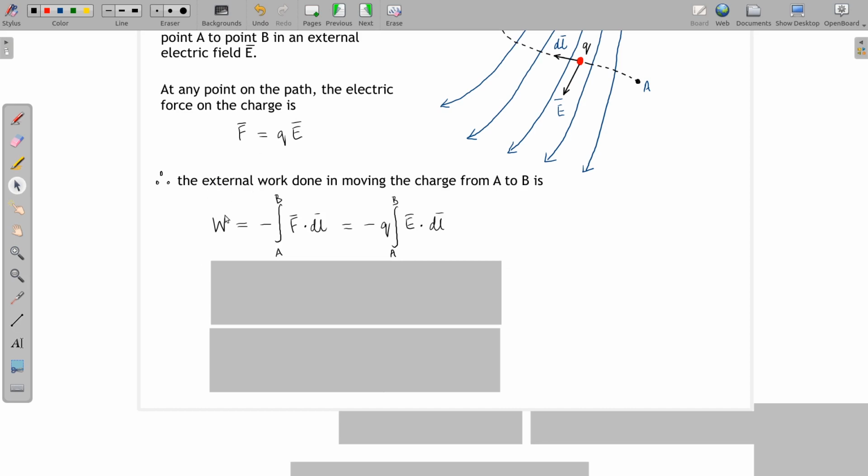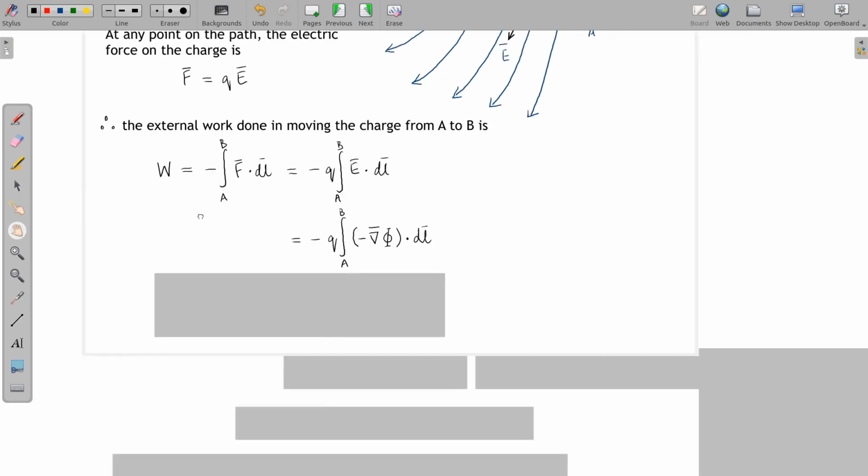So once that is established, we can find out the work done, which is nothing but force dot displacement. Only in this case the force has to be minus F, because it's an external force, the work done by the external force. So minus F dot dl, and then what is F? F is equal to QE, so minus Q integration E dot dl.